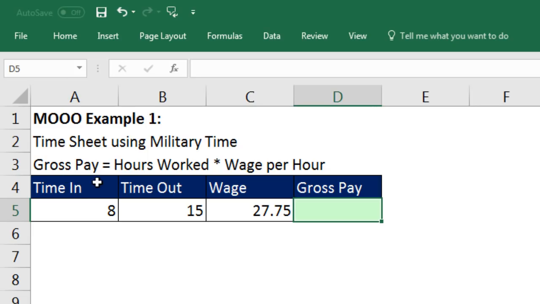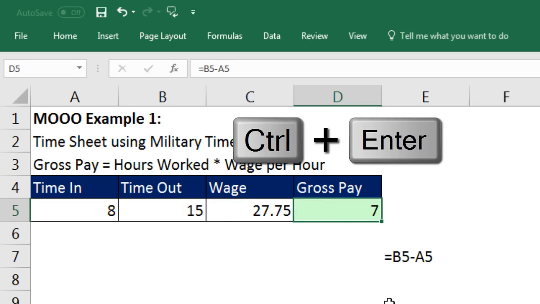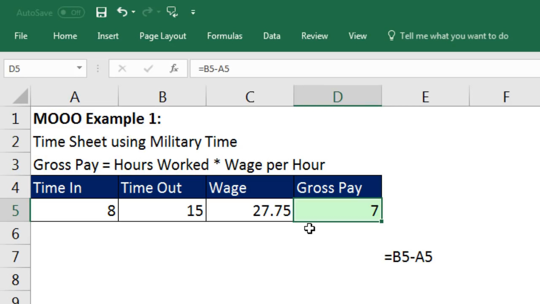Gross pay is hours worked times wage per hour. So this person worked from 8 a.m. all the way to 15. That's military time. So we need to subtract 8 from 15 hours through the day. That'll give us the number of hours worked. Then we need to multiply it by the wage per hour. So no problem. I'm going to take 15 minus that 8. Just for a moment, I'm going to Control-Enter. OK, 7 hours. No problem.